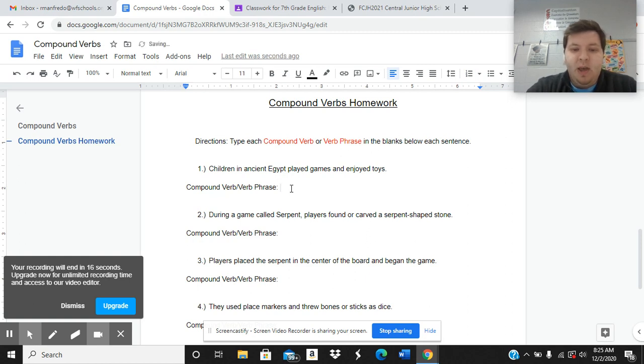Children in ancient Egypt played and enjoyed toys. So we're going to type our first one, then we're going to type our second one, and then we are going to move on to the next one. So that's how you do the homework.